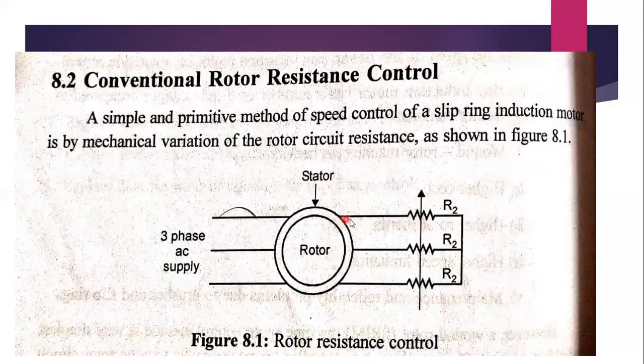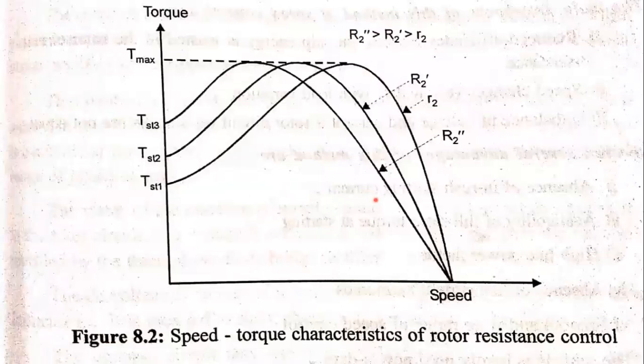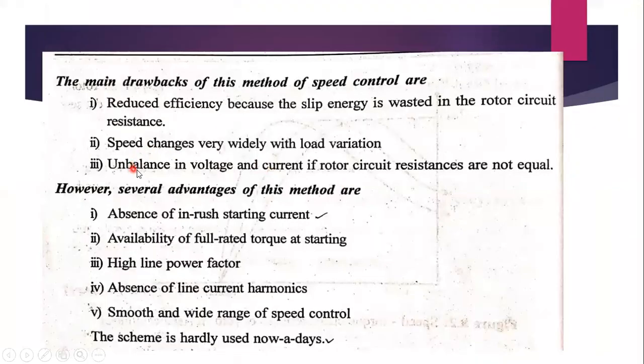For example, this is one phase, one line. If the rotor resistance is more here, less here, and different here, then the rotor current is different in each phase, and the rotor becomes unbalanced. So there is unbalance in voltage and current because the rotor circuit resistances are not equal. These are the drawbacks of the conventional control method.